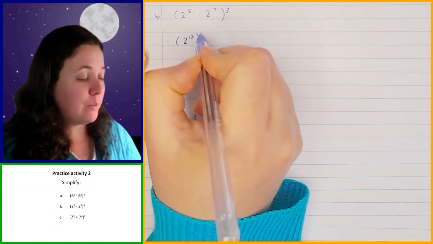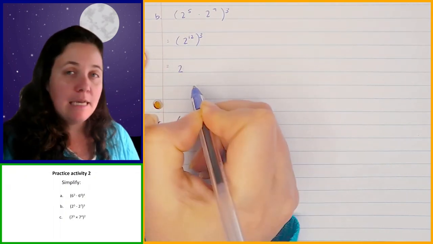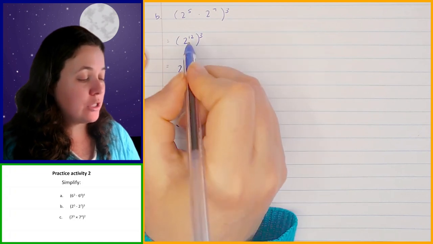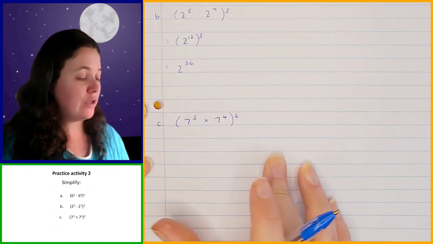And then I raise that to the power of 3. And when I do that, the base stays the same, stays 2, and I multiply my exponents. So 12 times 3 is 36. So for question B, you should have got 2 to the power of 36.